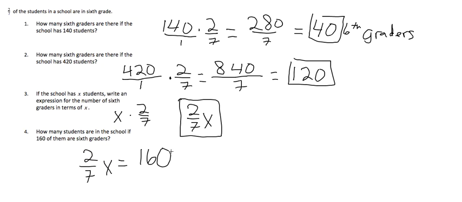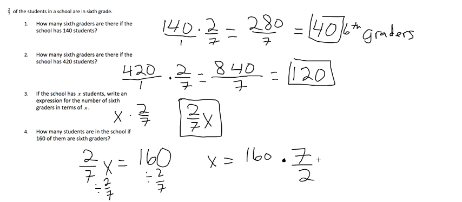So in this case here, now we're just solving for the variable X, which is the number of students in the school. So you see what's happening to the variable. It's being multiplied by 2/7, so we want to divide by 2/7. So X is going to equal 160 divided by 2 over 7. And now remember, dividing by a fraction, we need to multiply by the reciprocal.